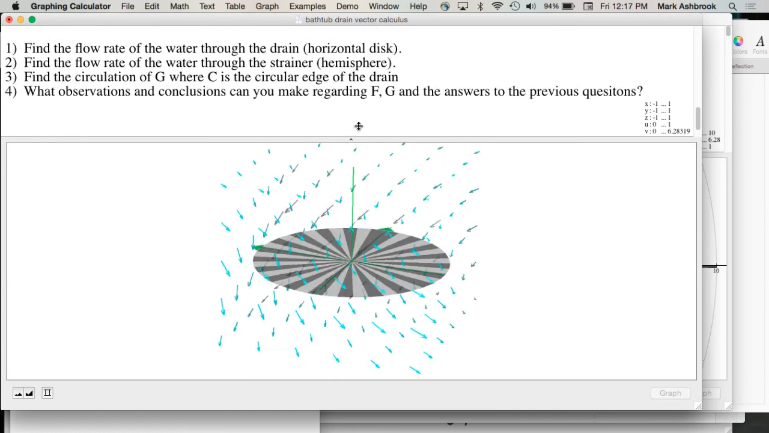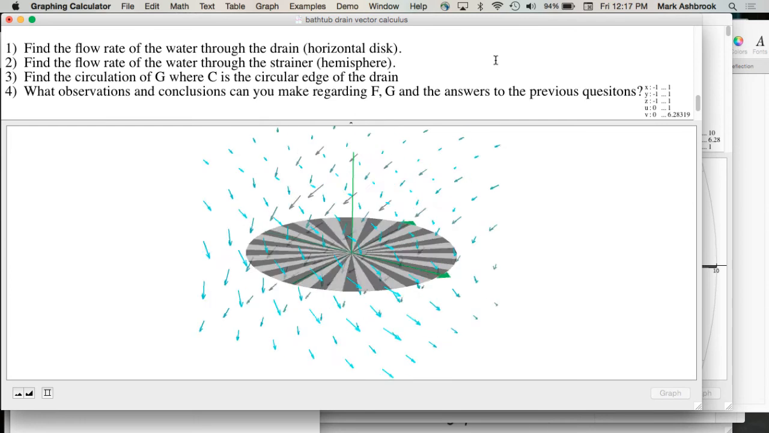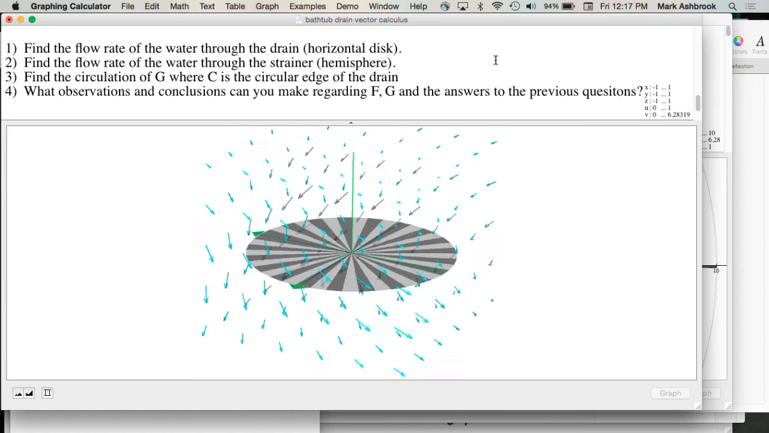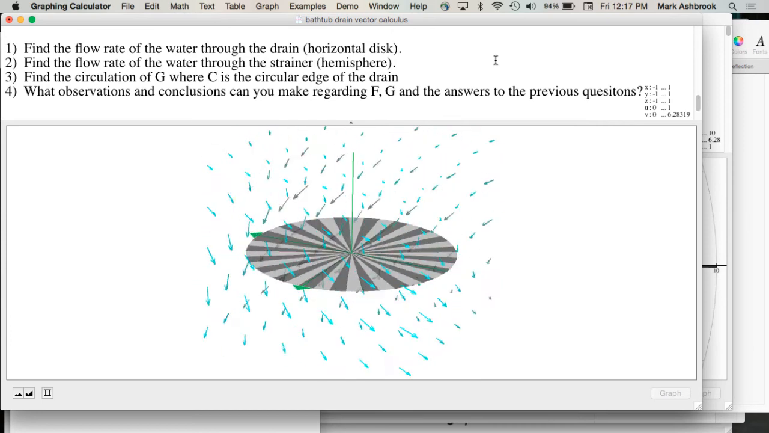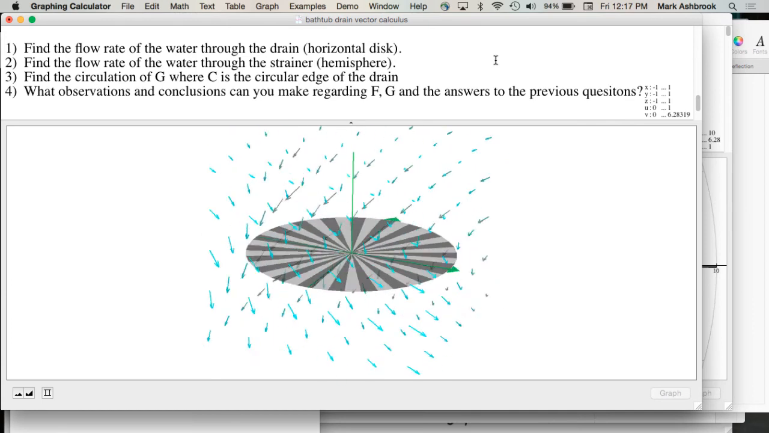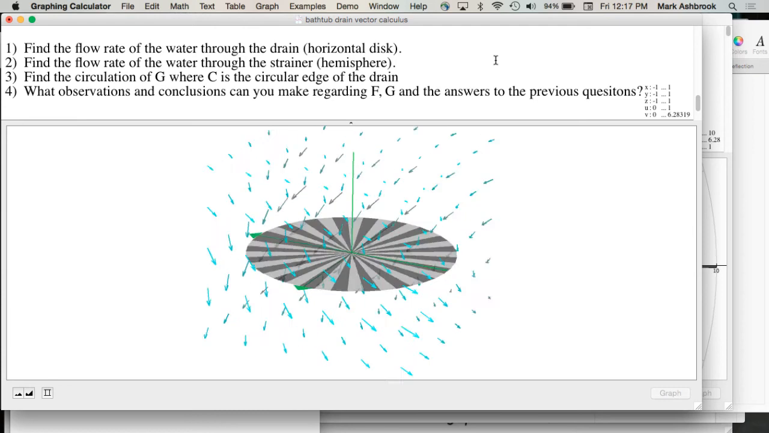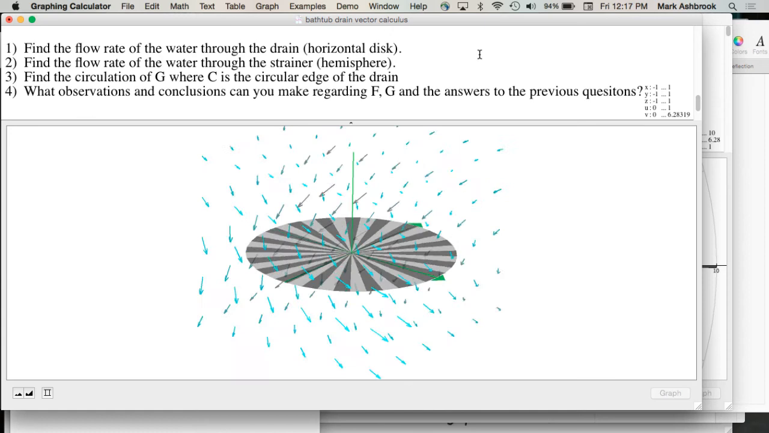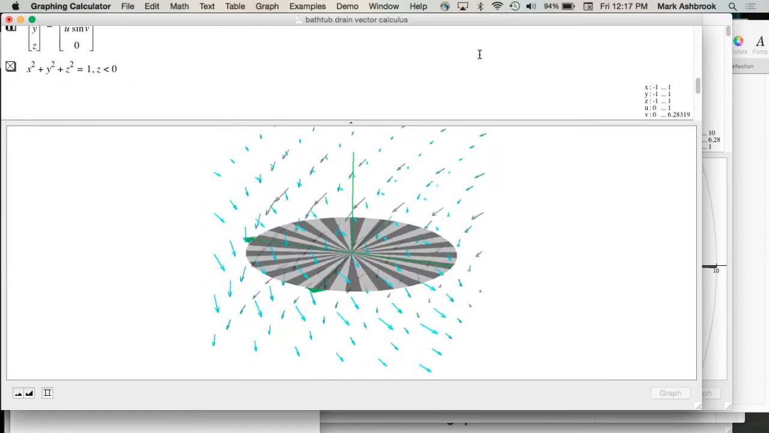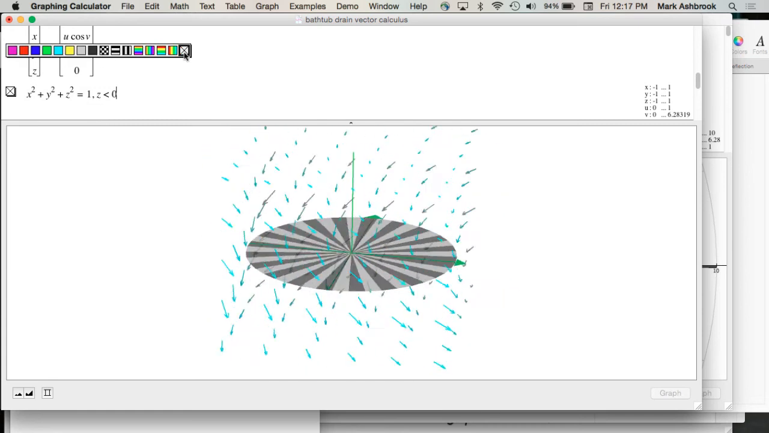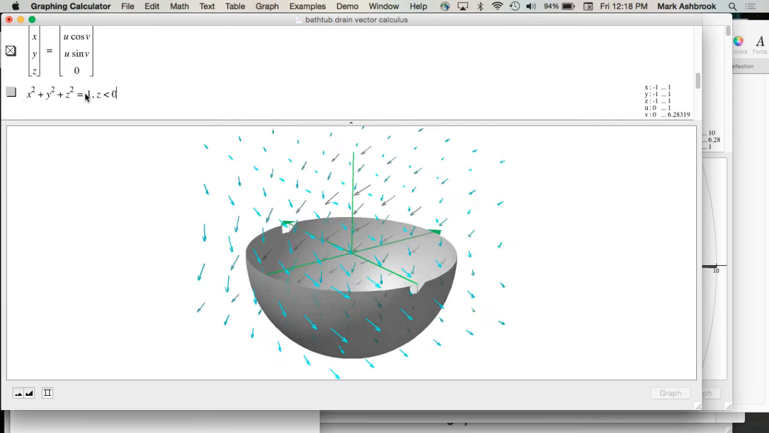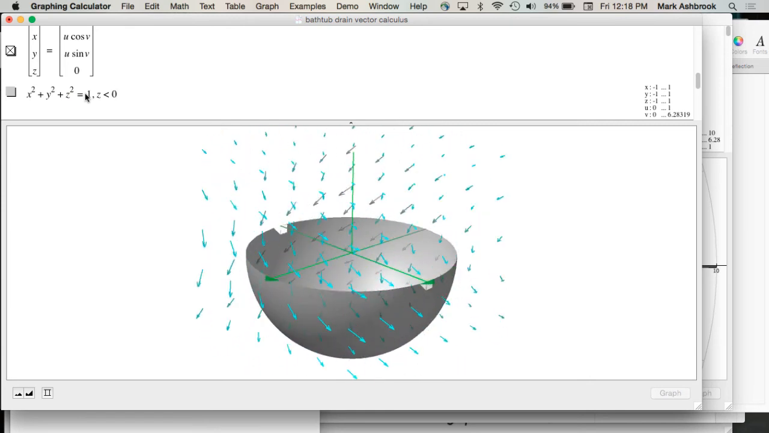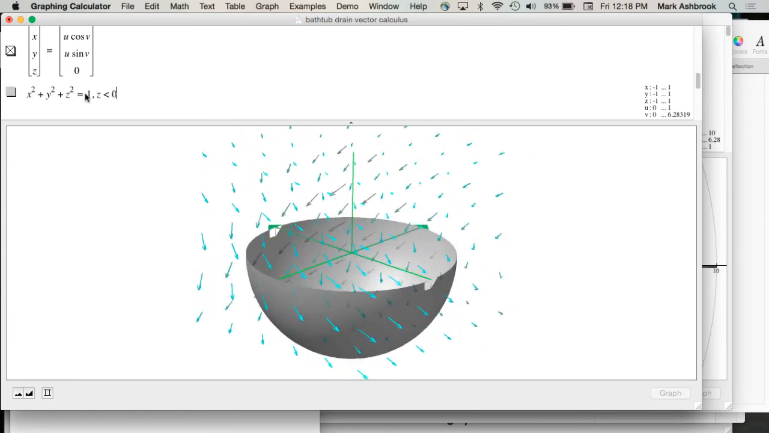So here we go. There's going to be the disk, which is where the water goes through, but there's nothing there. It's like a surface of air, a disk where nothing's there. And then there's a strainer that sits down in the drain, and we're going to eventually find the flux through that. That's the bottom half of the unit sphere, centered at the origin. It's like if you stuck a strainer in the drain, and we want to calculate the flux through that.